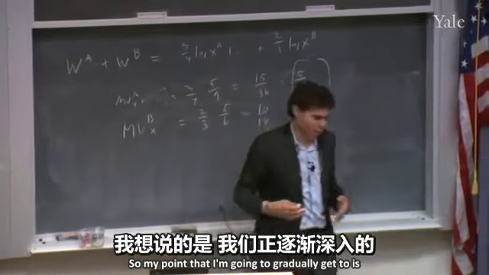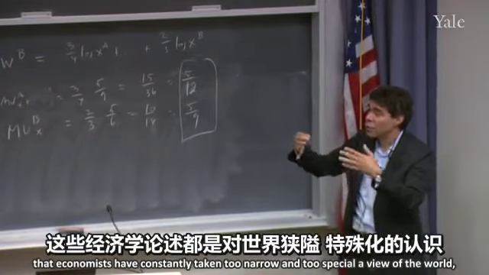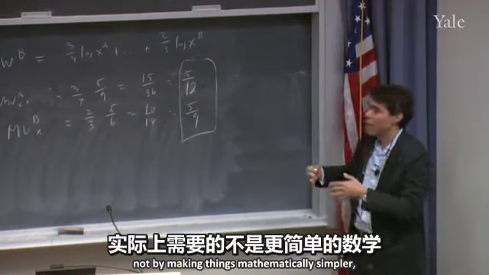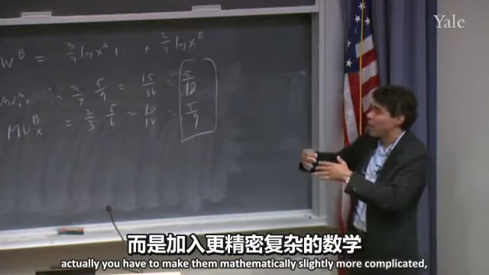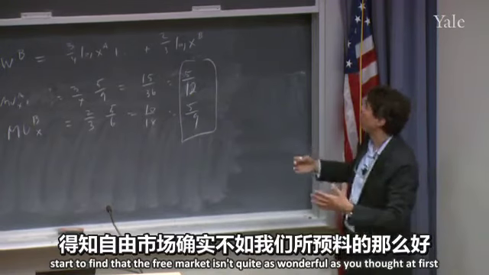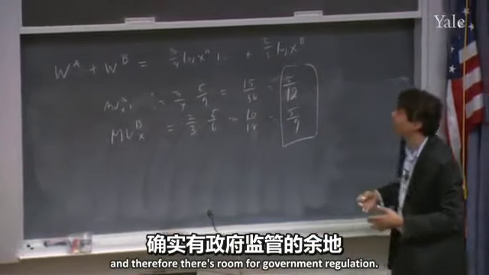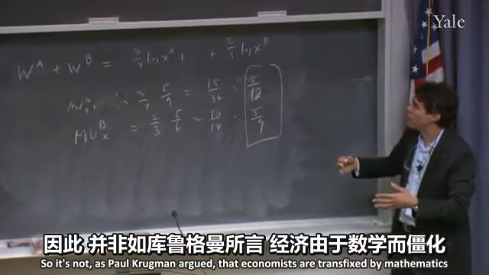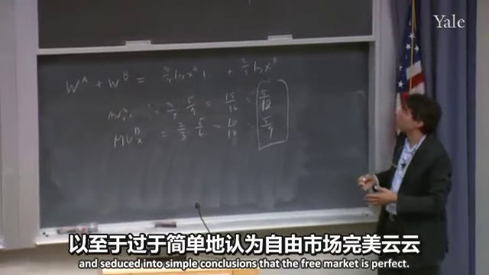So my point that I'm going to gradually get to is that economists have constantly taken too narrow and too special a view of the world. And as you enlarge the view of the world you have, not by making things mathematically simpler, actually you have to make them mathematically slightly more complicated, you get closer to the truth and you start to find that the free market isn't quite as wonderful as you thought at first, and therefore there's room for government regulation. So it's not, as Paul Krugman argued, that economists are transfixed by mathematics and seduced into simple conclusions that the free market is perfect.